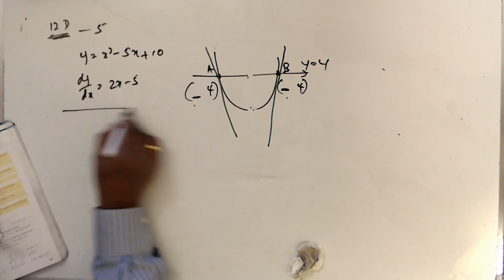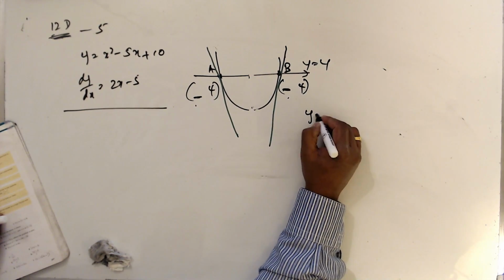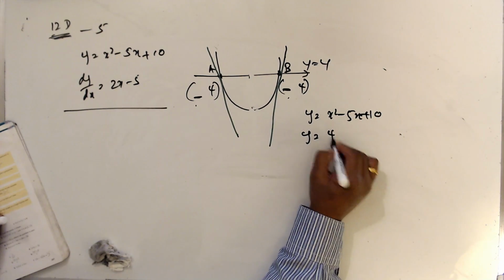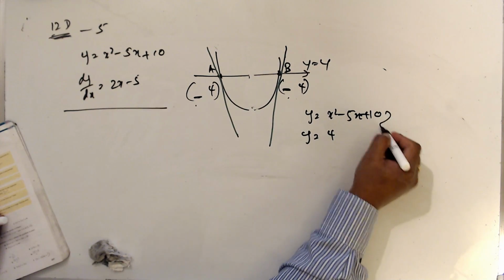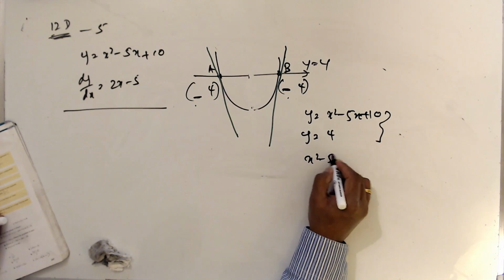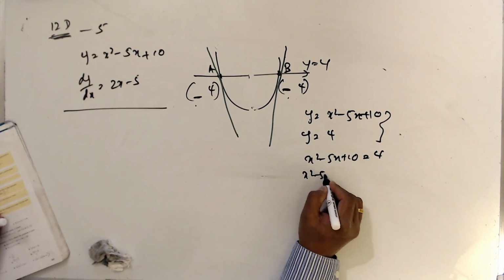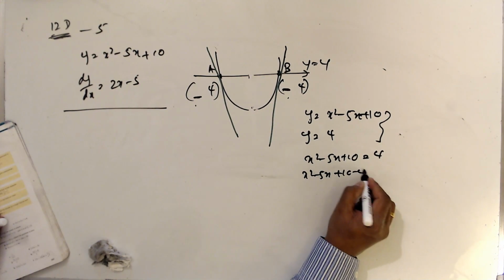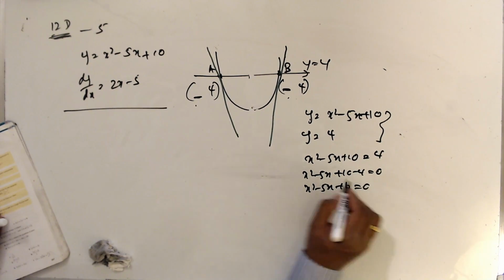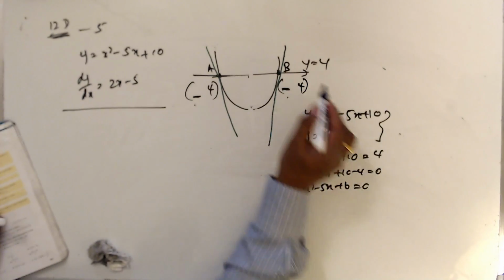I'll come to GCSE now, year 10. So we know that y equals x square minus 5x plus 10, and y equals 4. We'll solve this one. Instead of y I will put 4. So x square minus 5x plus 10 minus 4 equals 0. X square minus 5x plus 6 equals 0. What I am doing now is finding the intersection points of the quadratic and the y equals 4 line.